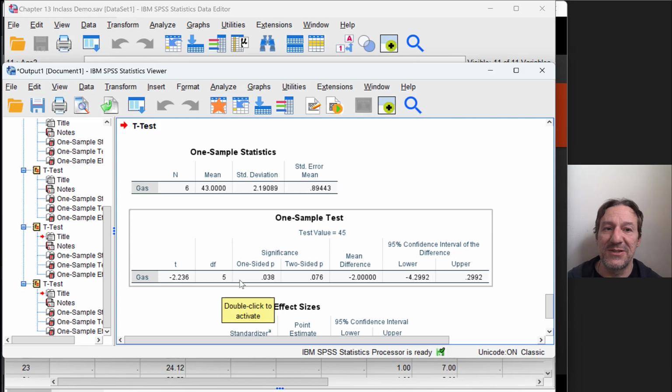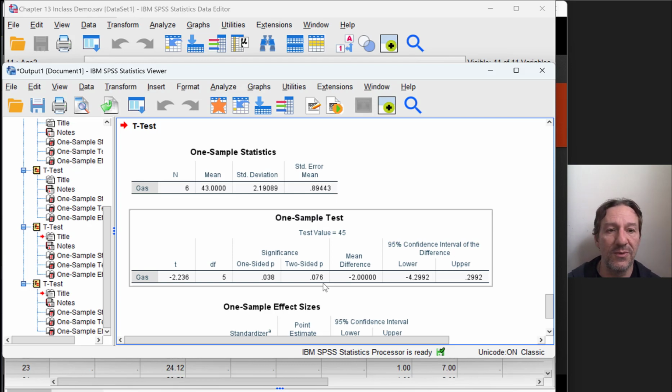It's an interesting situation here. If we had said it was a one-sided p that was going to be less than 45, if we'd said that before we started the analysis, we would have gotten a p less than 0.05. We didn't in our example, and so we get a two-sided p value of p greater than 0.05. It's super close, but it's greater than.